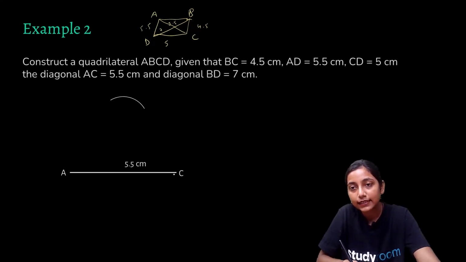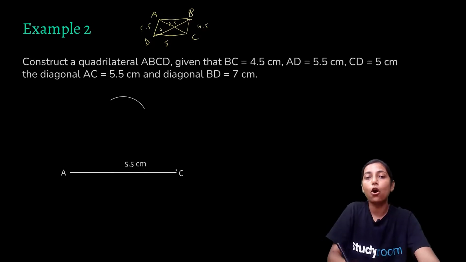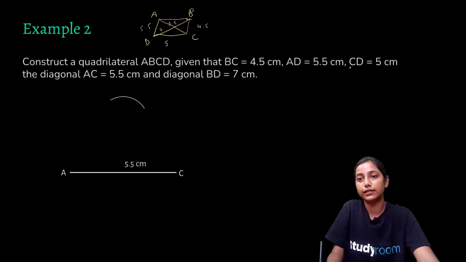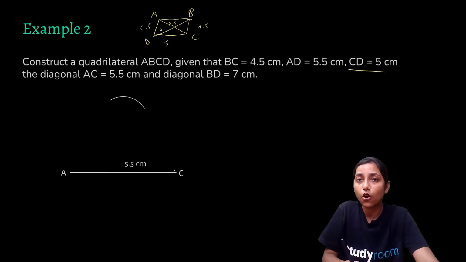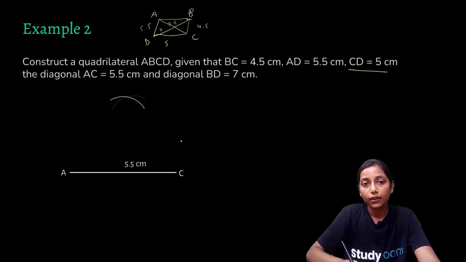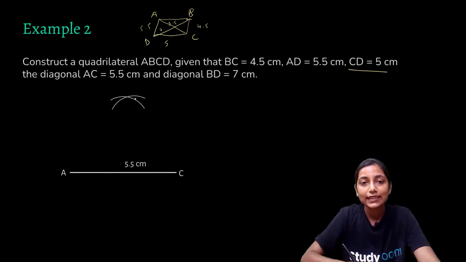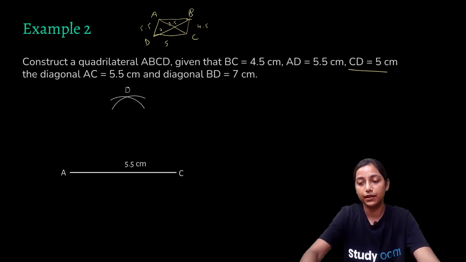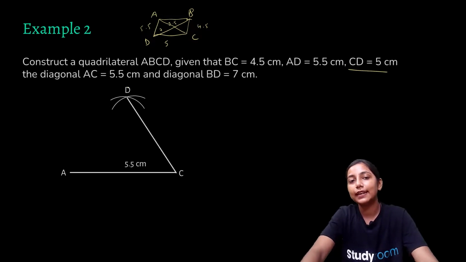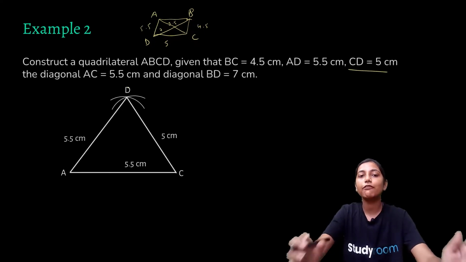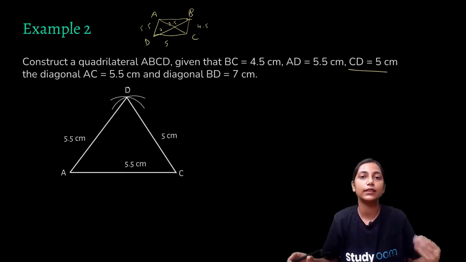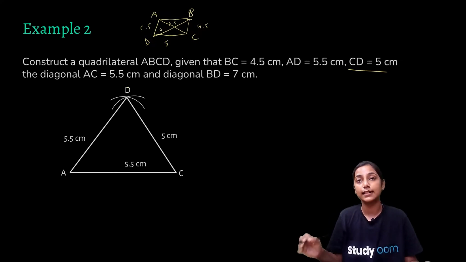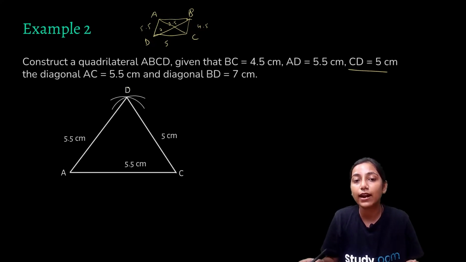Now taking C as the center, draw an arc of radius 5 centimeter because CD is 5 centimeter. We'll get something like this. Now see that the point D is nothing but the point of intersection of these two arcs. That is, D will be here. Join D with C and A. Write CD as 5 cm, AD 5.5 cm. Now the first step was to construct the triangle using the congruency condition. Here it is SSS congruency. We have constructed the triangle ADC.